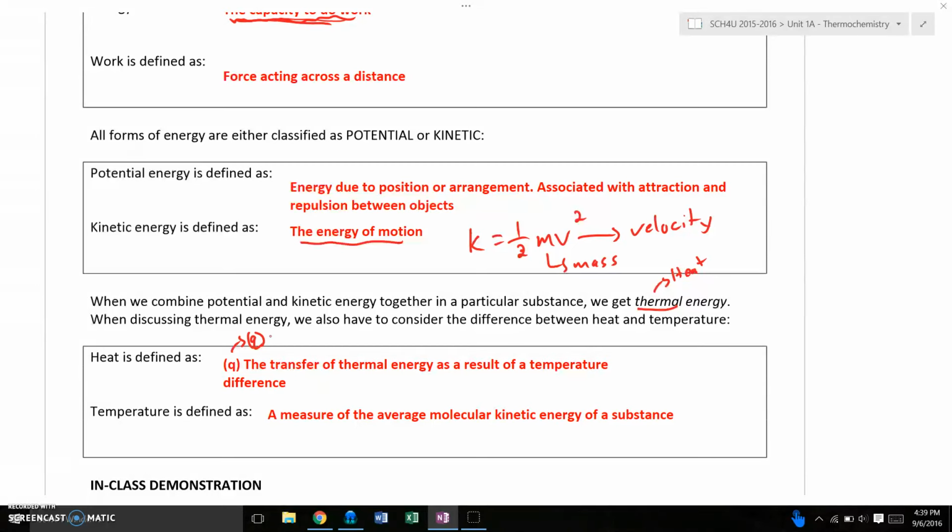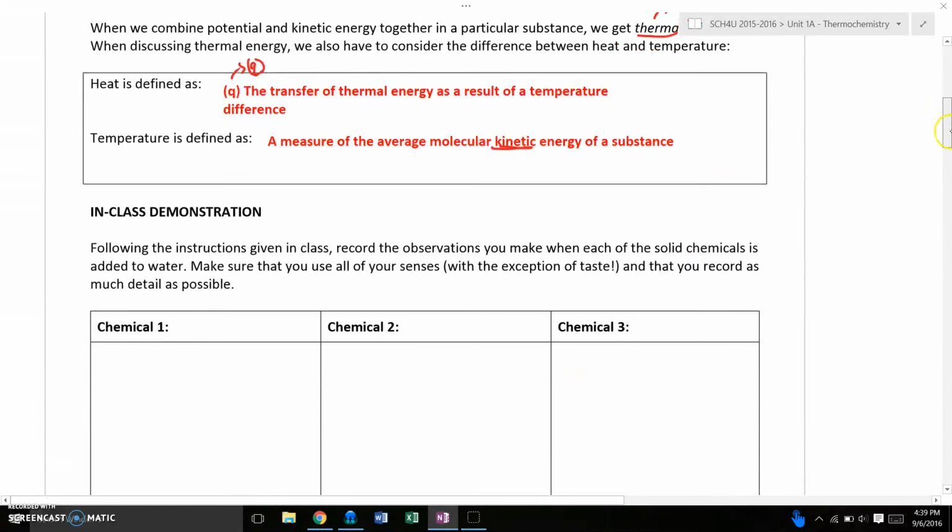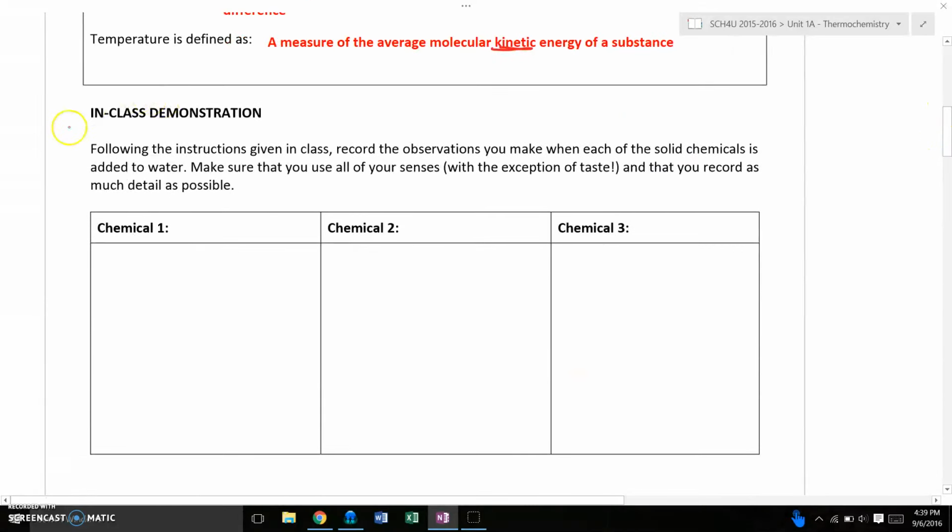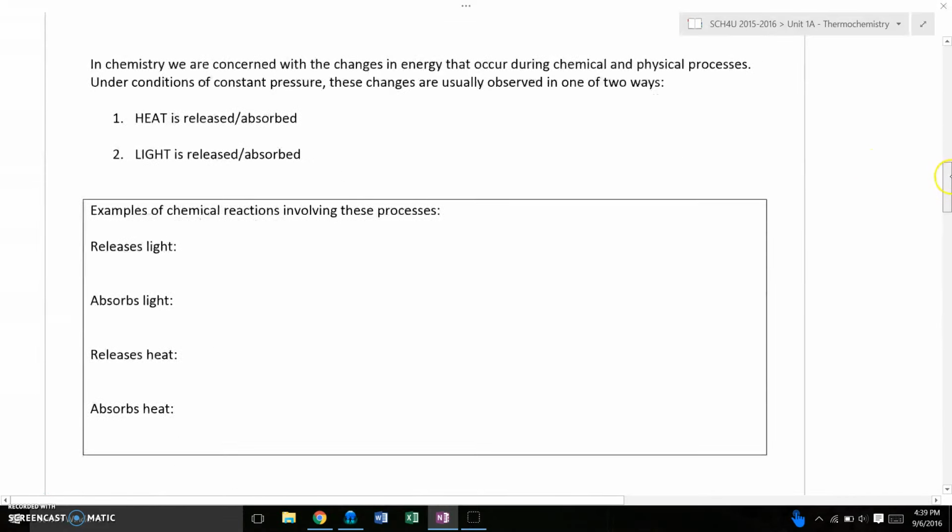Temperature, really, that's the measure of the average molecular kinetic energy of a substance. So if you remember back to grade 11, we talked about temperature. It's how quickly something's moving. Okay, the molecules are moving. Well, again, kinetic energy, that's that energy of movement. So on average, how quickly are those molecules moving? How much energy are they producing in that substance? Okay. This section we're going to leave blank. We're going to do a demo in class, so we're going to come back to that soon.